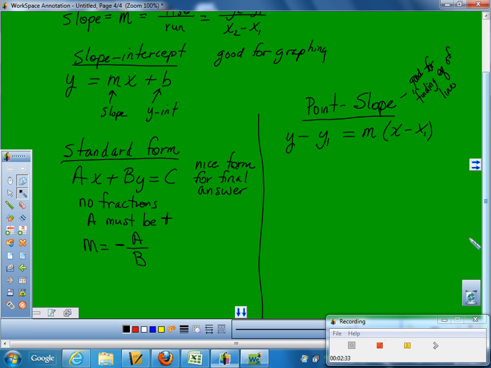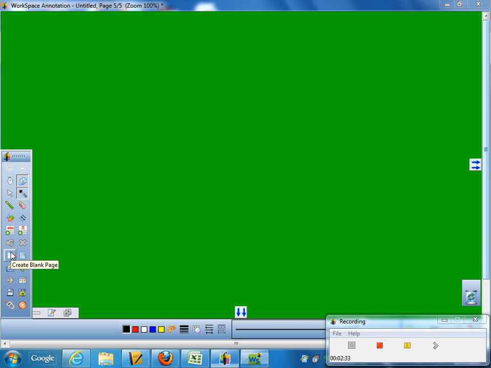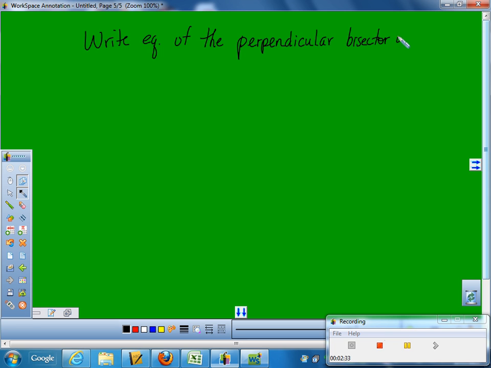Okay, if I say write me the equation of a line, actually I'm going to give you the board. I'm going to get you started on the hardest problem you have today. Write the equation of the perpendicular bisector. What's that mean? That's geometry. What's a perpendicular bisector? A line that crosses it at a 90 degree angle.